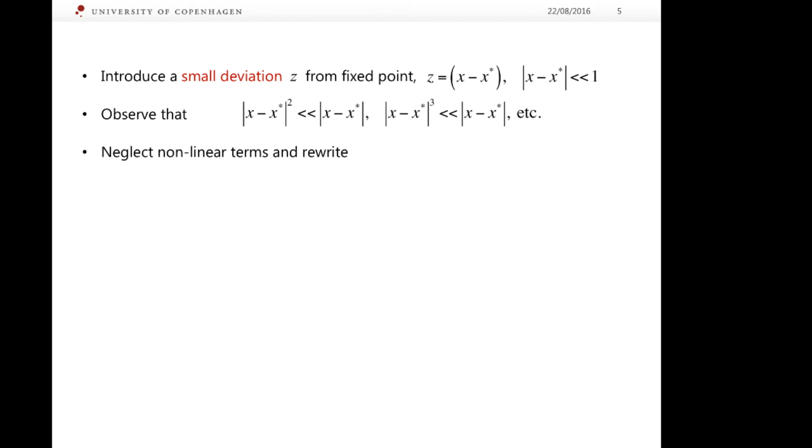Now, in the Taylor expansion of our function, we can take into account this observation and simply neglect all terms which are nonlinear, all higher order terms, and this allows us to rewrite the Taylor expansion approximately as follows. So we are left only with linear terms.